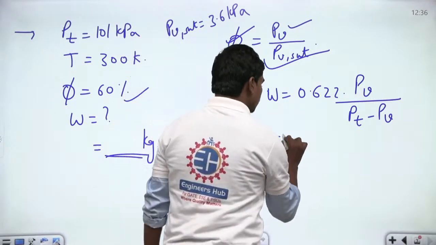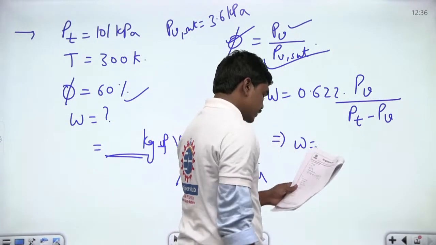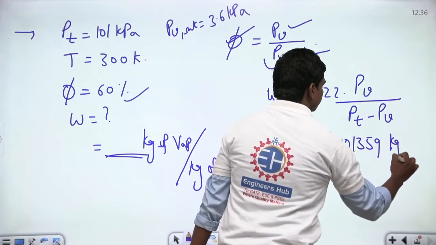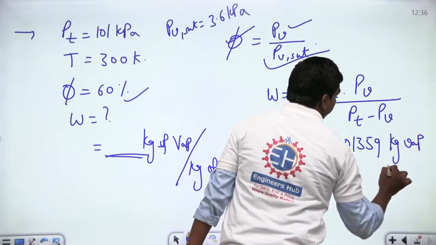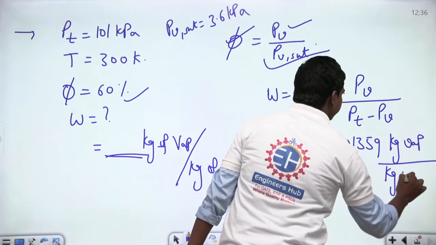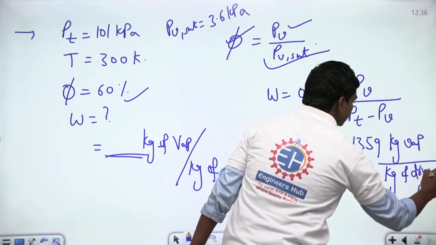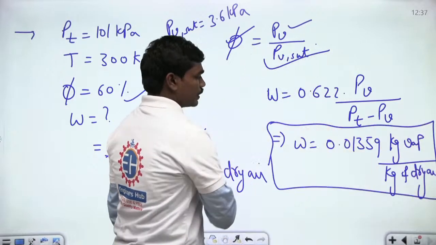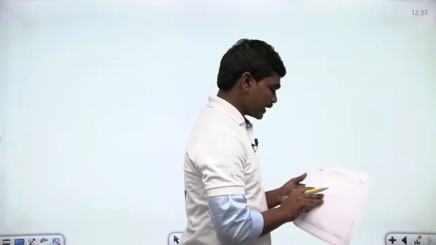So if you perform the calculations, you will end up with the answer, which is equal to 0.01359 kg of vapor per kg of dry air. This is what we have. Okay, so this is the value for omega for this particular question. Next, let's go for the next question that we have.